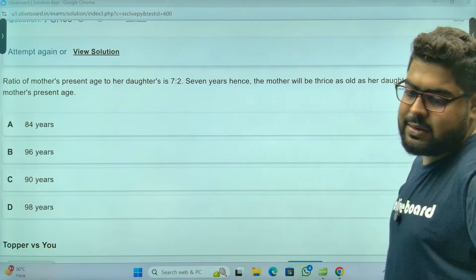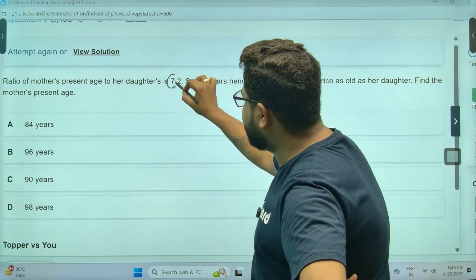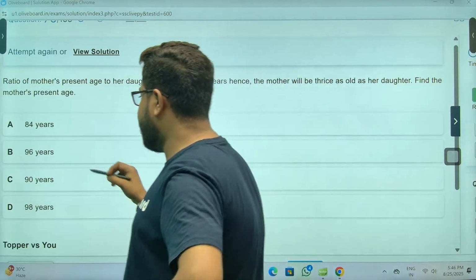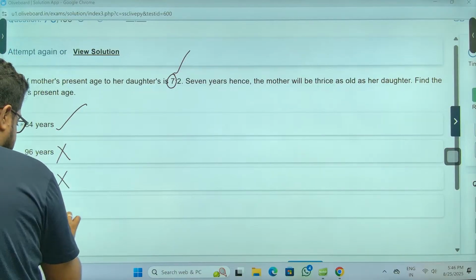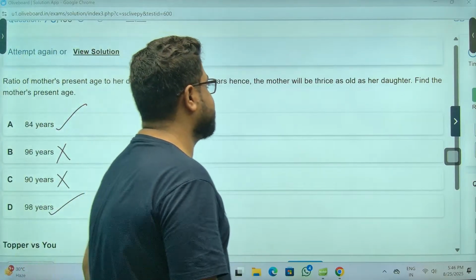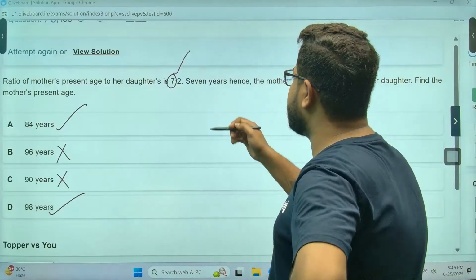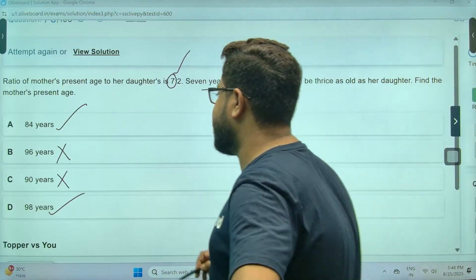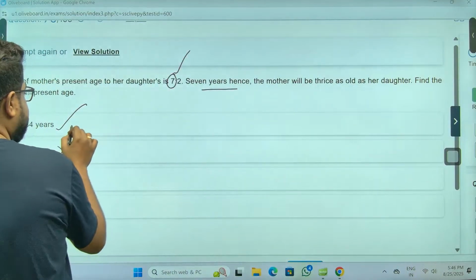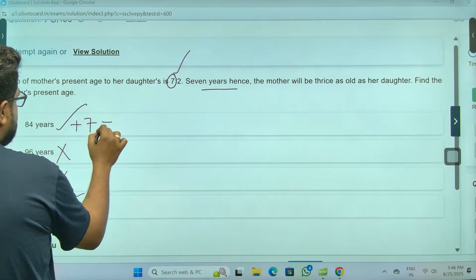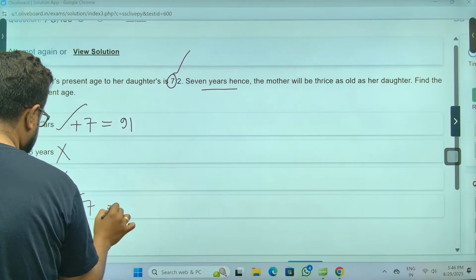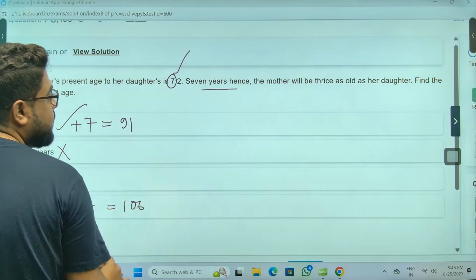Find the mother's age. Sir, the mother's age should be a multiple of 7. 84 is possible, 96 cannot be, 90 cannot be. So 98 can also be the mother's age. Okay, then let's do one thing. Seven years hence, the mother's age will become plus 7, plus 7. Do it for both. So this will become 91, this will become 106.